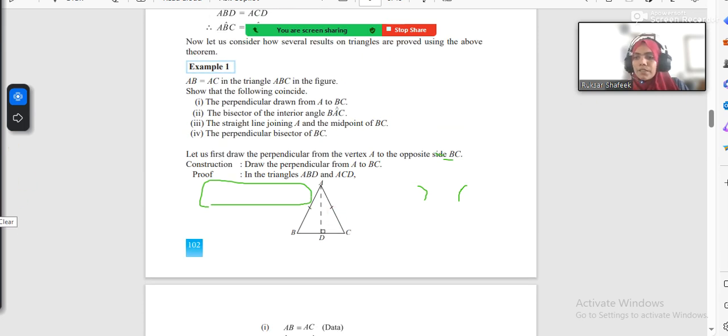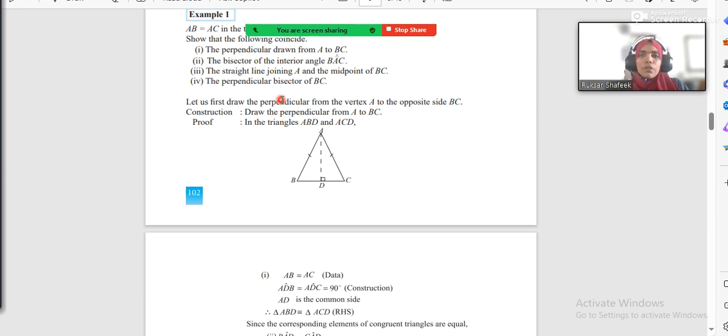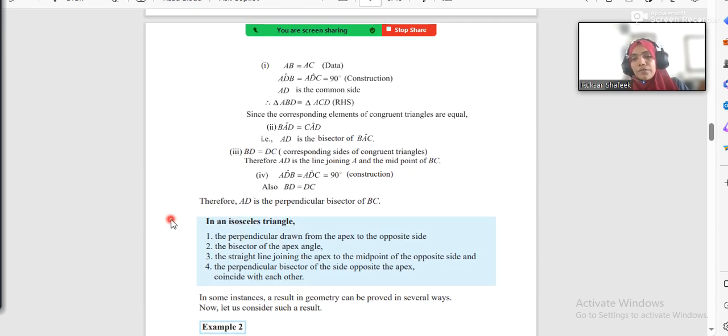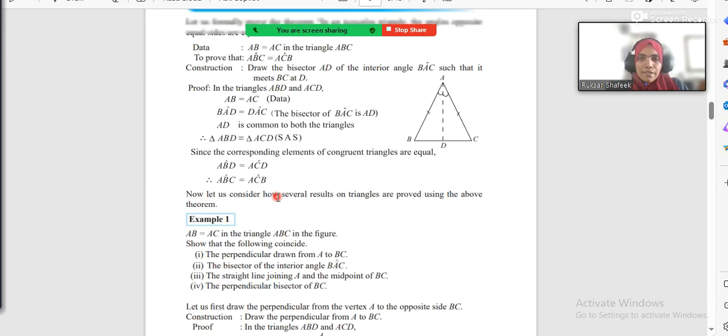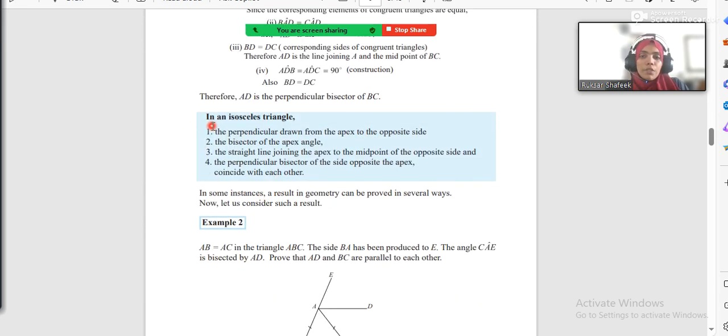Now in this particular, let me clear the screen, there we go. AB equals AC in the triangle ABC in the figure, show that the following coincide. Okay, now what does that mean? The perpendicular drawn from A to BC. So this is another thing that we are proving actually through this example here. So what are we going to prove?